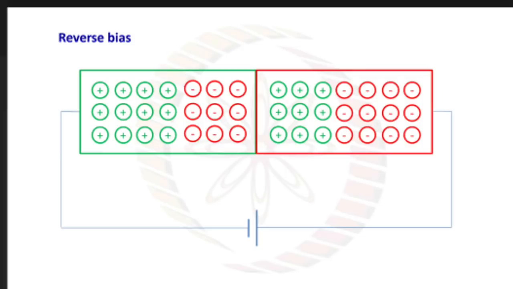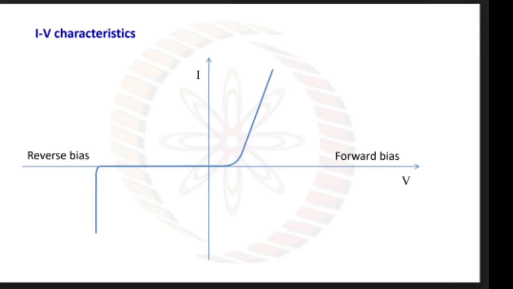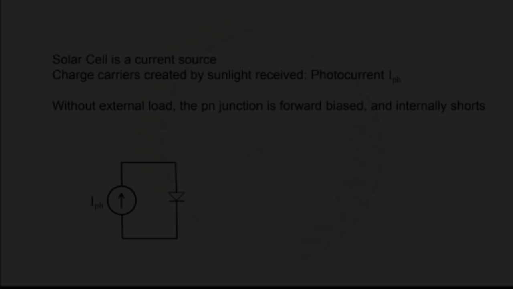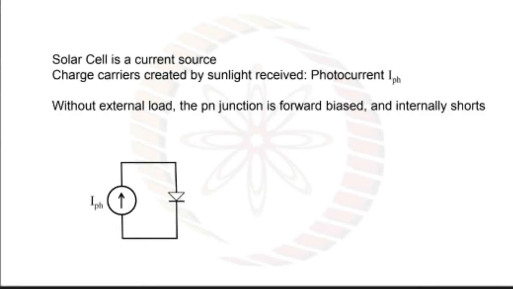The IV characteristics, that is, current-voltage characteristics of reverse bias and forward bias, are shown in this curve. One thing which we have to remember is that a solar cell is a current source, not a voltage source. Charge carriers created by sunlight are equal to the photocurrent, represented by IPH. So without external load, the PN junction is forward biased and internally shorts. This thing you have to remember, that without external load, the PN junction is forward biased.